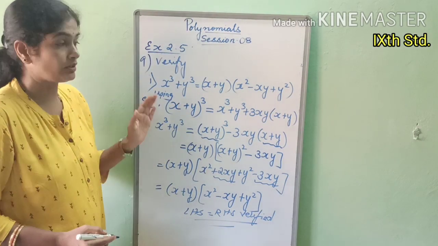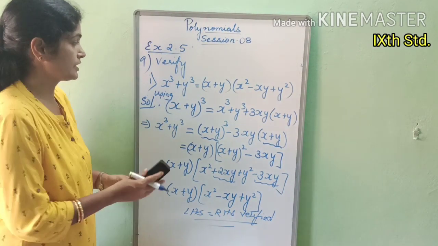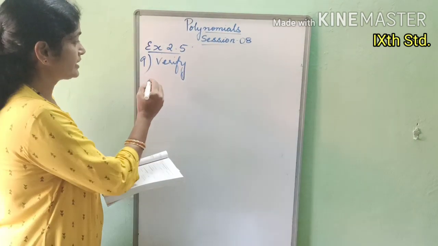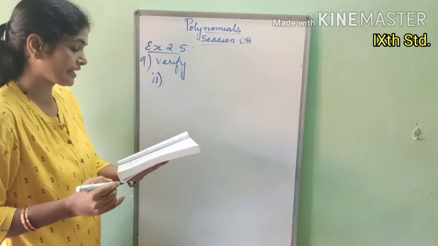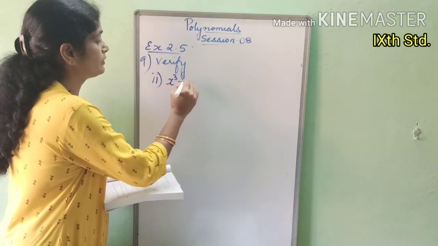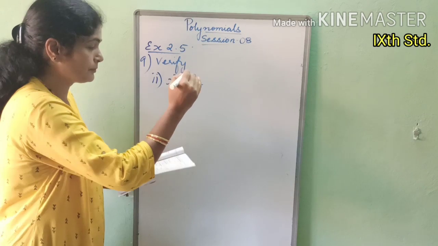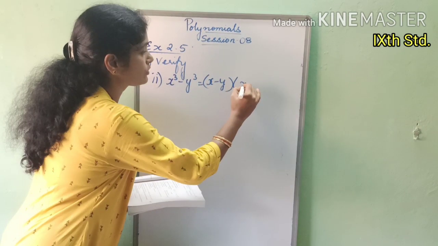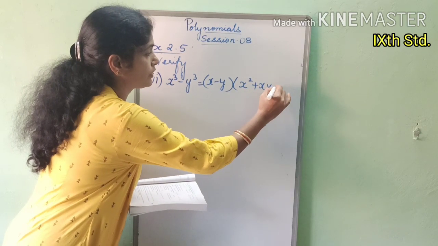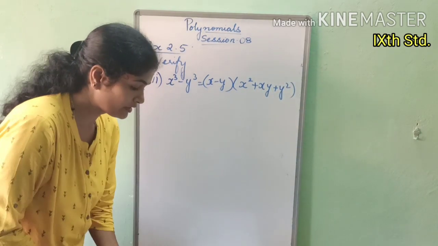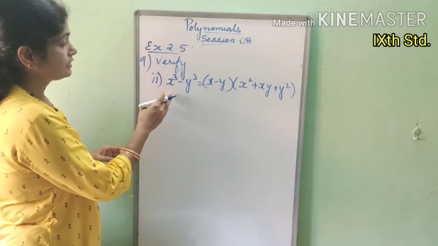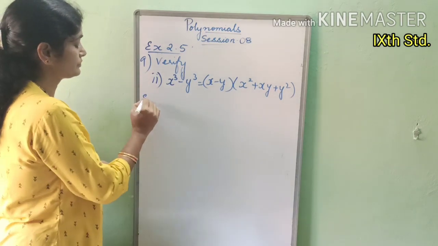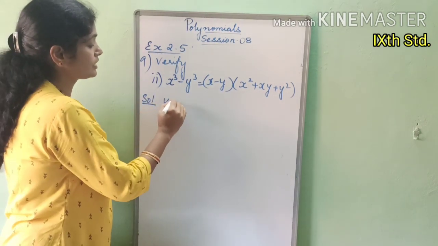Fine. Now we'll see the second part of the 9th question. Verify that x cube minus y cube is equal to x minus y into x square plus xy plus y square. Okay, so let's use the identity for x minus y whole cube.